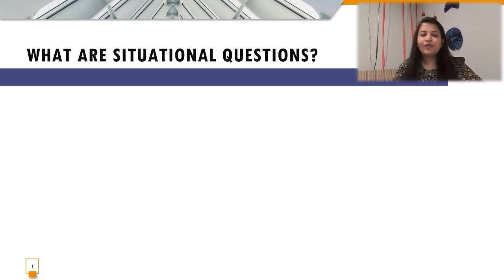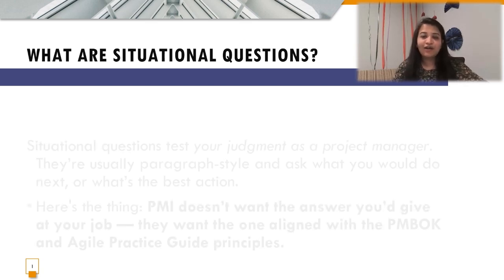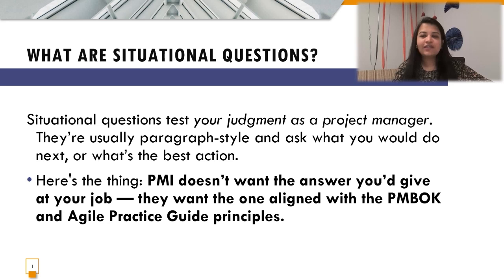So let's start with what situational questions actually are. These give you a paragraph of information describing a real world project challenge and then ask you something like, what should the project manager do next? Or what action should the project manager take, which would be identified as the best course of action? Now here is the catch. It's not about what you would do at your job practically. It is about what PMI expects you to answer based on the PMBOK principles or the Agile Practitioner Guide.